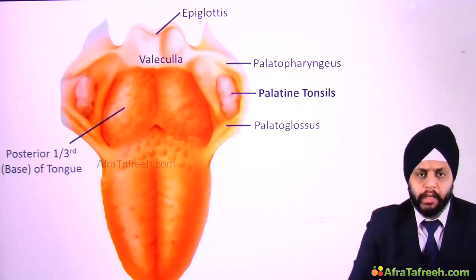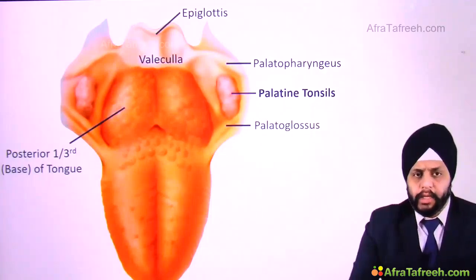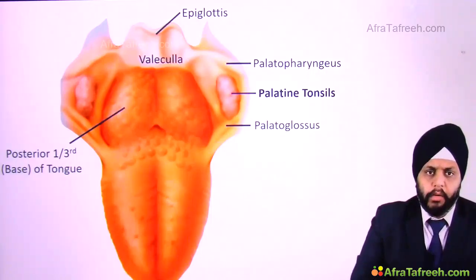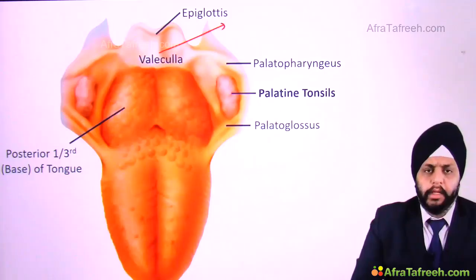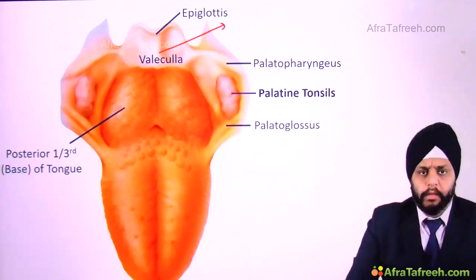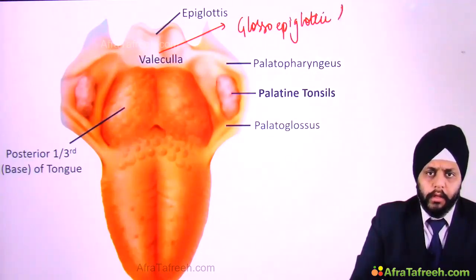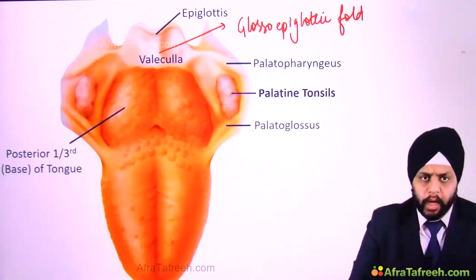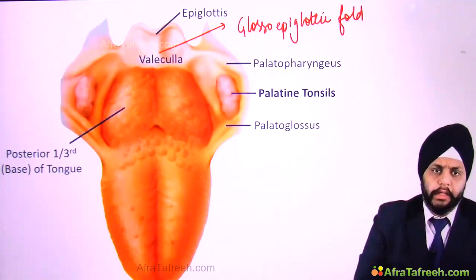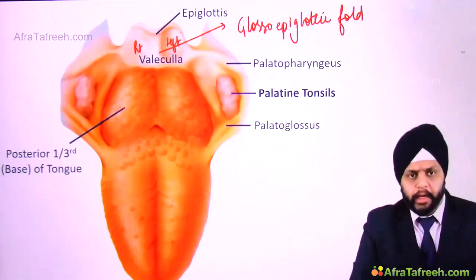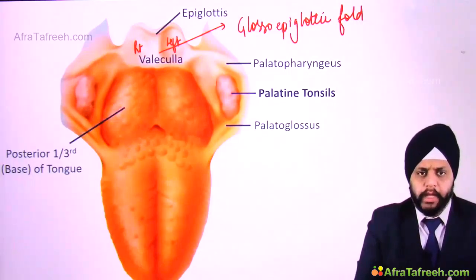Remember, the epiglottis is attached to the tongue by a mucosal fold in the midline. In the midline over here, the epiglottis is attached to the tongue base. This is known as the glossoepiglottic fold. It is just a mucosal fold and it divides the vallecula into two parts, the right side and the left side. But the vallecula is a space between the epiglottis and the base of tongue.